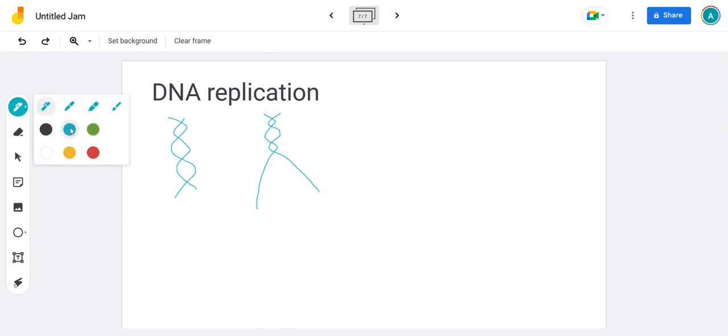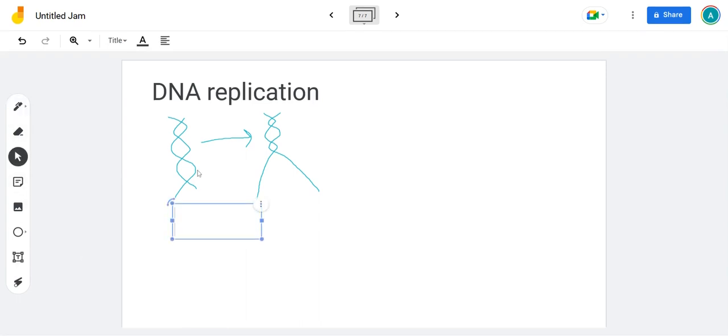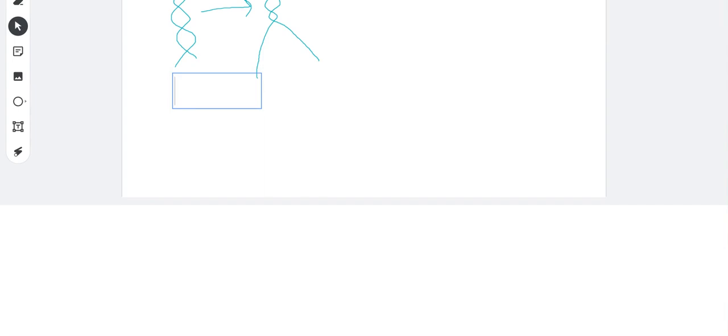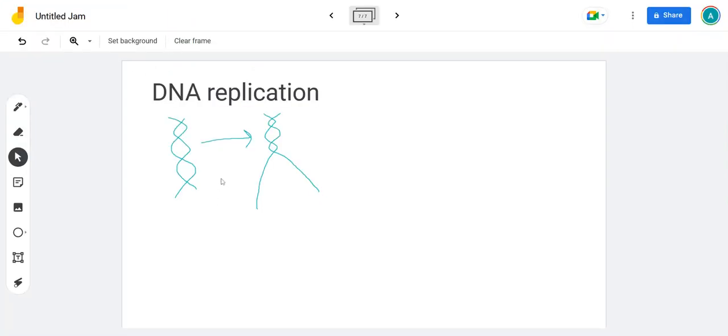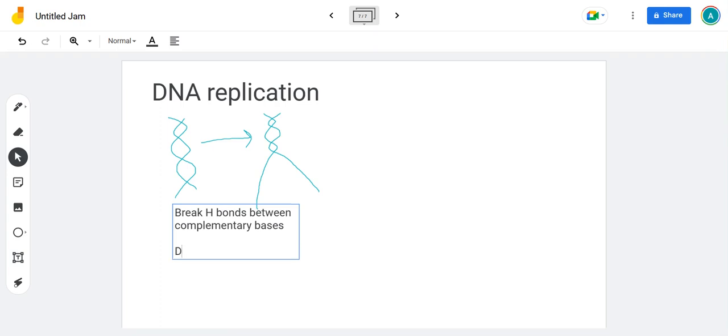So the first step is really similar in that we need to break the hydrogen bonds between the complementary base pairs in order to separate the two strands of DNA. So we break hydrogen bonds between the complementary bases. The enzyme that does that is DNA helicase, that's undoing the helix, and that starts at one end.